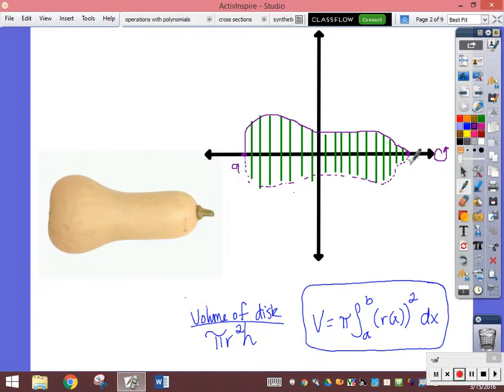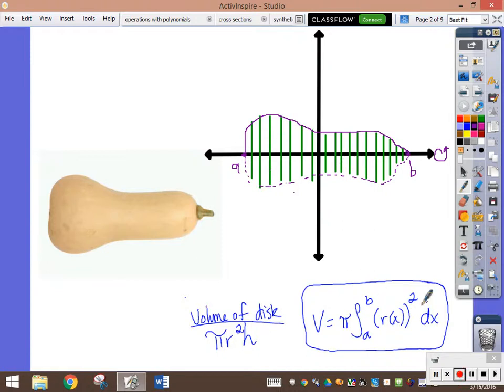This is a and this is b. And so from b to a, or a to b, the integral of the radius squared, so that's this r squared portion, and it's r of x because we are going to find an equation to represent this curve, and that would be your r of x because that marks the radius of each disk.